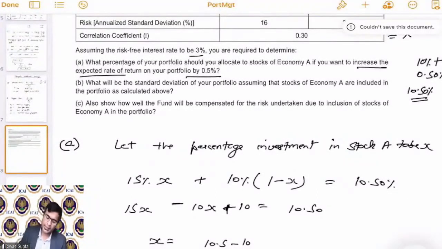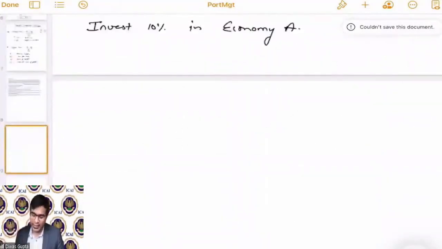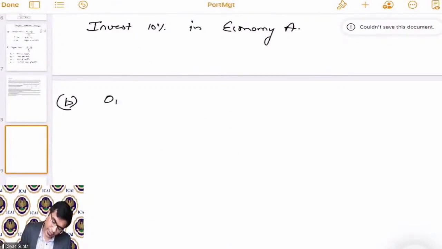Now, the second part of the question says: what will be the standard deviation of your portfolio, assuming that the stocks of economy A are included in the portfolio as calculated above. So the second part of the question is asking us to calculate the standard deviation, which is risk. So portfolio risk, if we go ahead with the proportion that we have calculated in part A. So part B, overall variance.